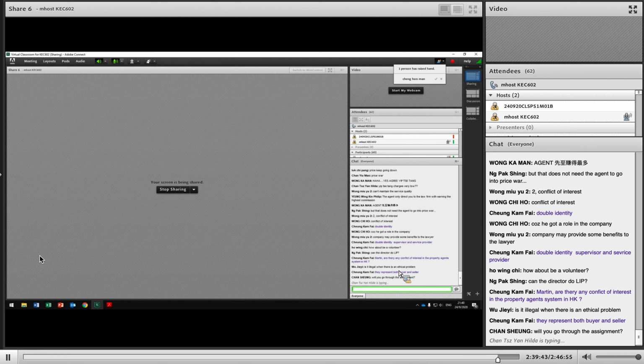You see, illegal versus unethical, I think there are two separate matters. Whether something is illegal or whether something is unethical. Unethical does not mean illegal. So for conflict of interest, usually there's an ethical problem. It may be professional misconduct. But usually it will not amount to a criminal offense.